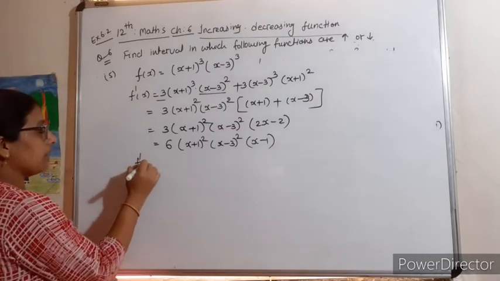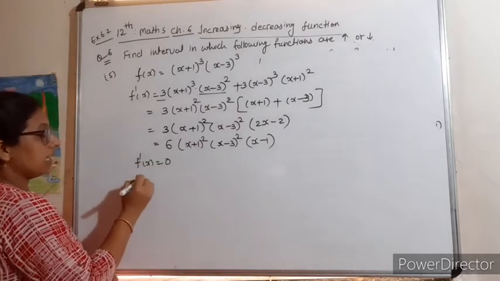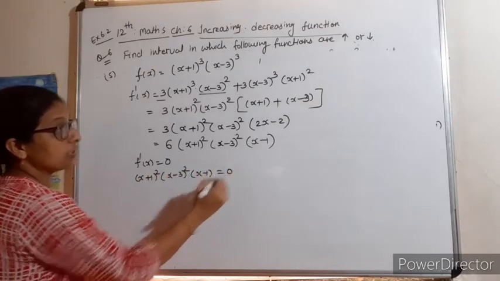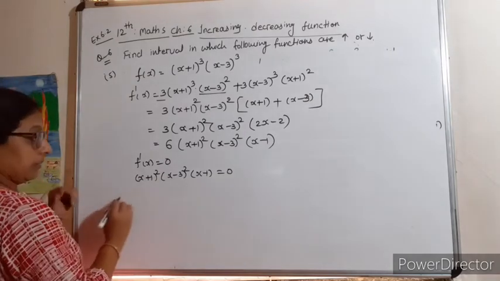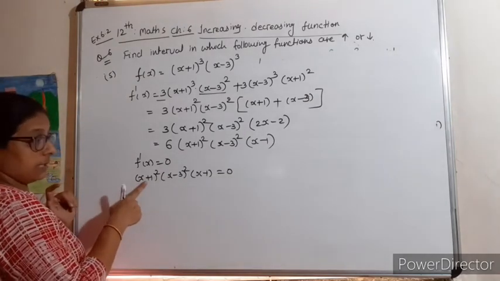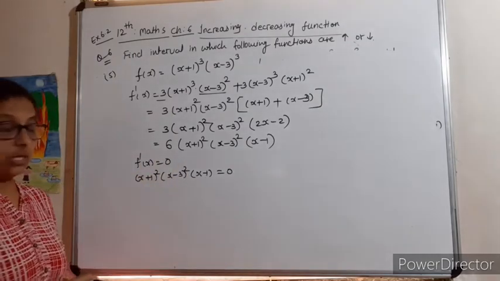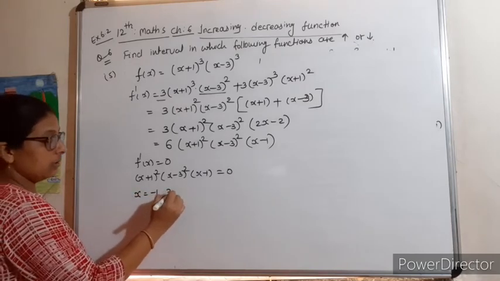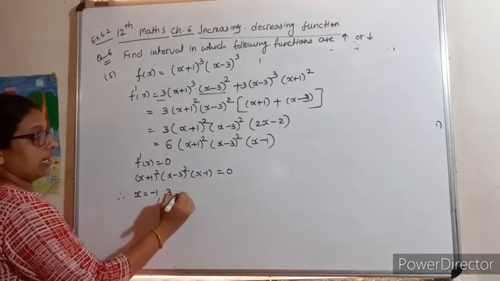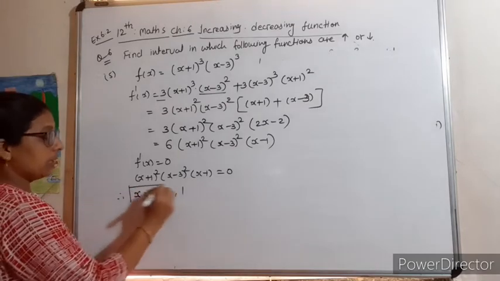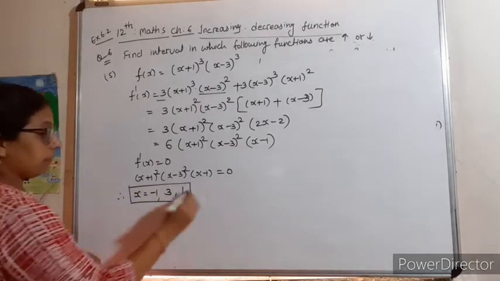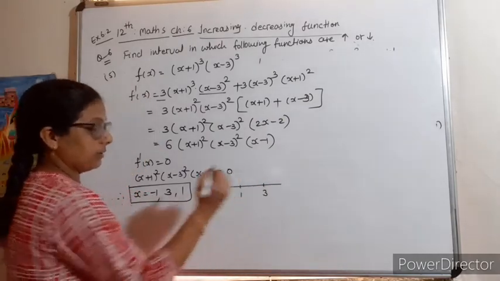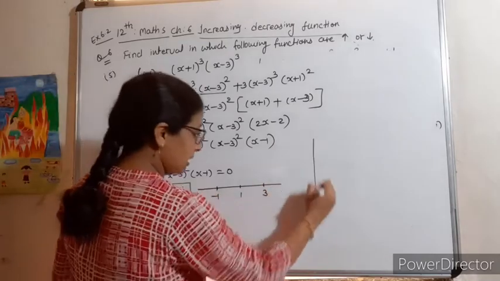Now if we take f dash x equal to 0, then we can say x plus 1 whole square x minus 3 whole square x minus 1 equal to 0. Now here this x plus 1 equal to 0, this equal to 0 or this equal to 0. So we will get x equal to minus 1, x equal to 3 and x equal to 1. ये हमें मिलेगी 3 values. Therefore the points dividing the intervals are minus 1, 1 and 3. So which are the intervals?